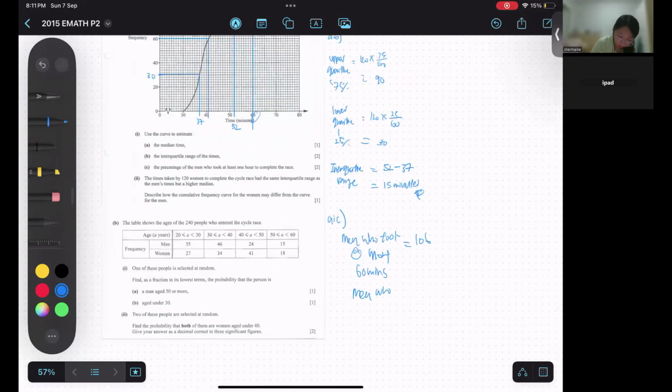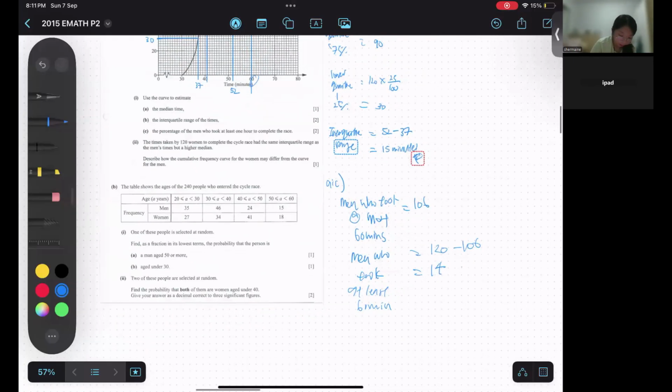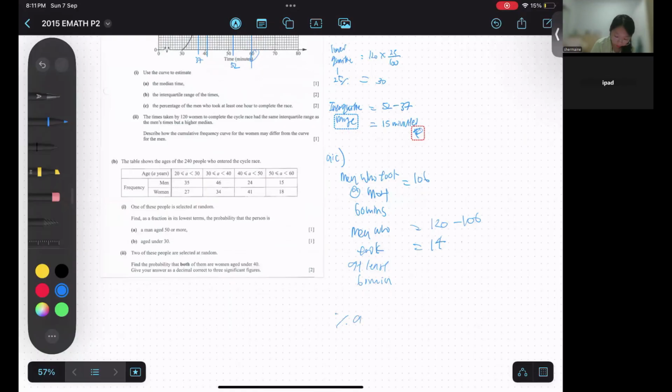Men who took at least 60 minutes, you take 120 minus 106, you get 14. So your percentage of men who took at least 1 hour, we have 14 over 120 times 100%. And that should give you 11.2 over 3%. Okay?